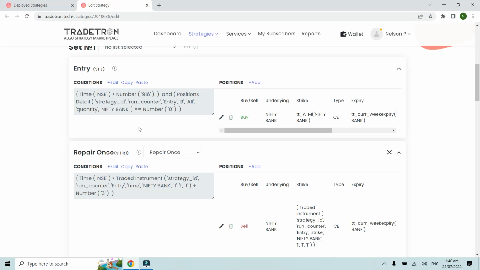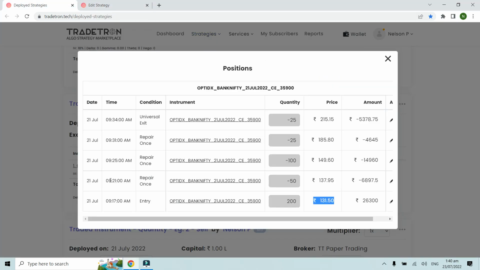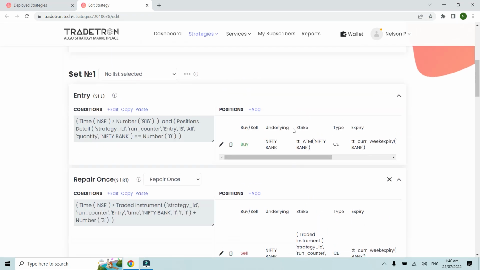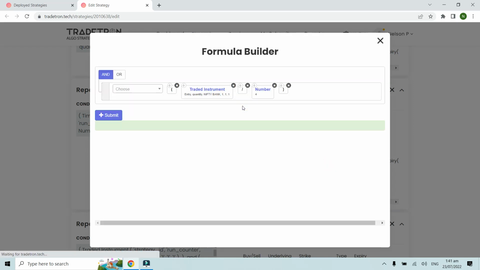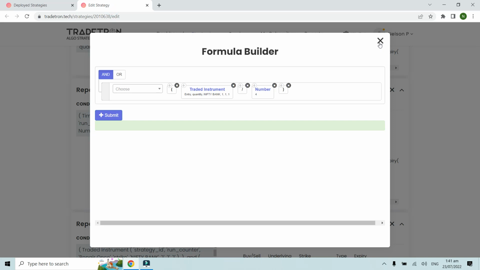After that, our condition is that it should exit after 3 minutes. So at 9:21 it exited that particular quantity. At 137.9, it exited 50 quantity, that is 2 lots, because our condition in quantity fx is that it should exit 25%. So this is divided by 4, which comes to just 2 lots. That's the reason why it exited those 2 lots.